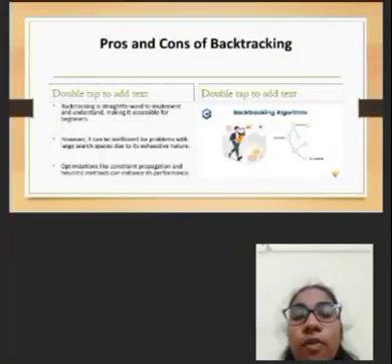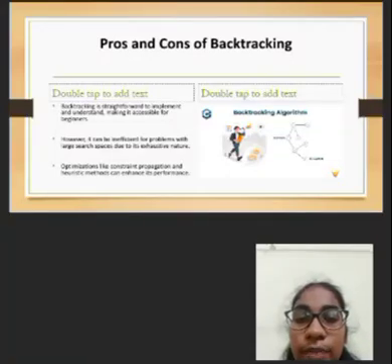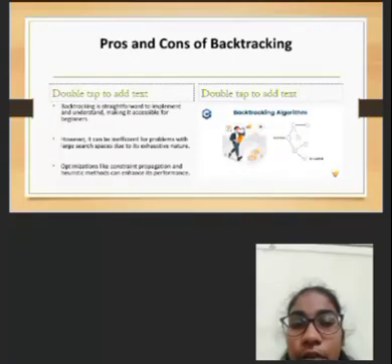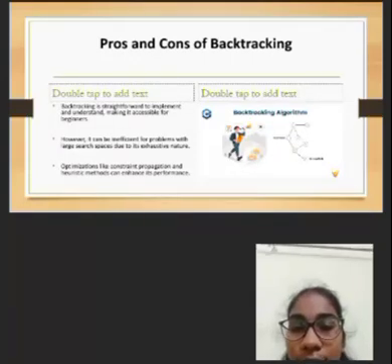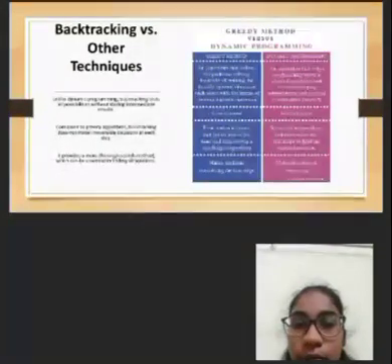Pros and cons of backtracking. Backtracking is straightforward to implement and understand, making it suitable for beginners. However, it can be inefficient for problems with large search spaces due to its exhaustive nature. Optimizations like constraint propagation and pruning methods can enhance its performance.